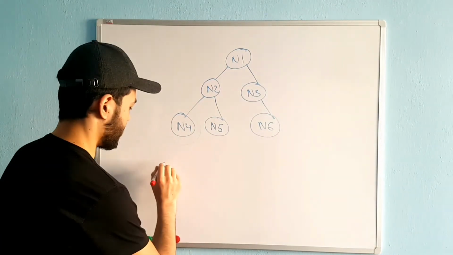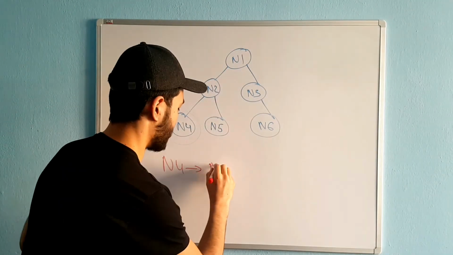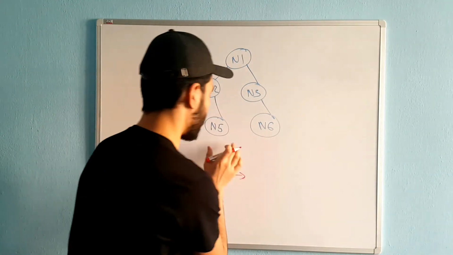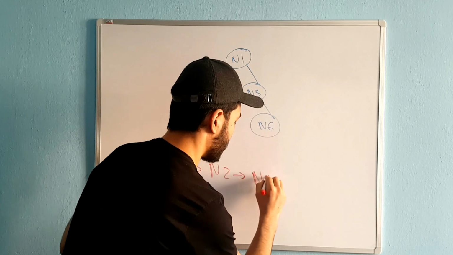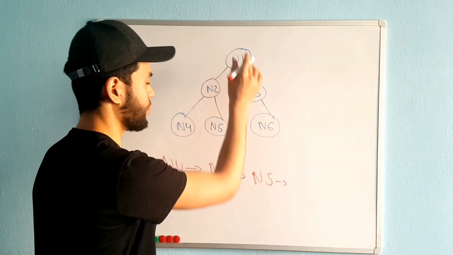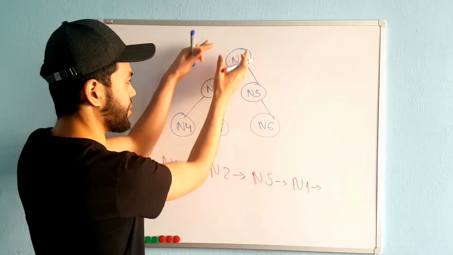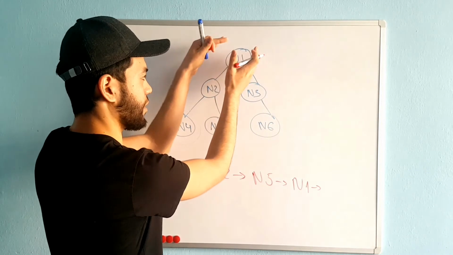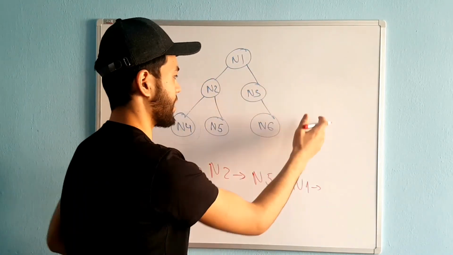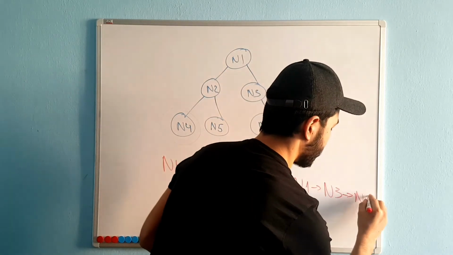I'm gonna write how it looks like. Firstly, we're gonna start from n4, and then we're gonna go to n2, and then the right one, which is n5. Then we finished the left side, and we're gonna go to the root, which is n1. After that, we're gonna go to the right subtree, n3, and also n6, the last one.